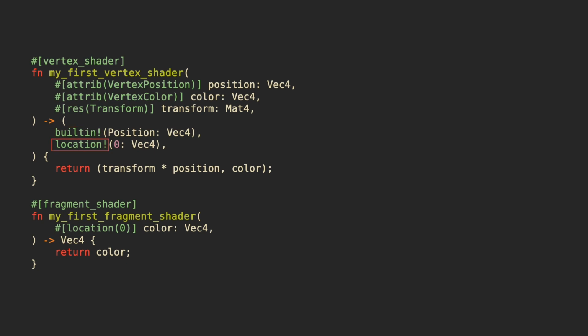The location macro of the second tuple element indicates that this output should be passed to the fragment shader at location 0. The body of the vertex shader is very simplistic. We get the final vertex position by multiplying the input position by the transformation matrix, and we pass on the color untouched. The fragment shader is even shorter. It has a single input called color, which is annotated by the attribute location 0, which refers to the vertex shader output at location 0.